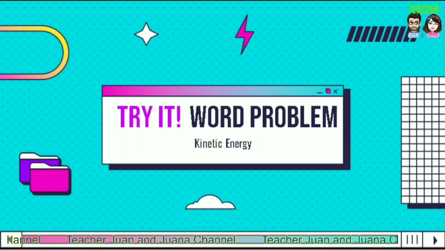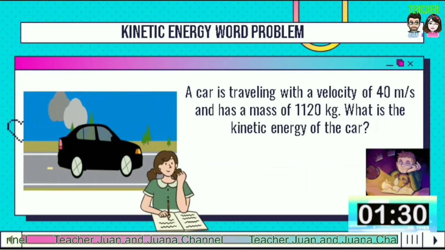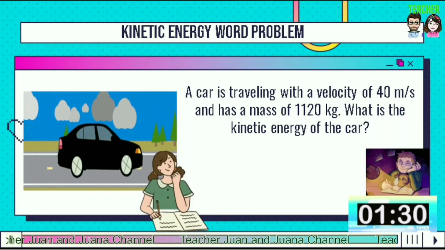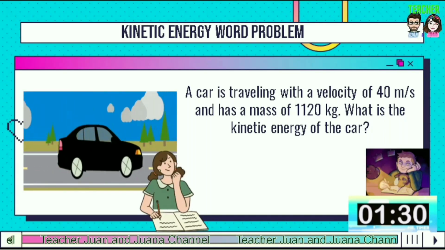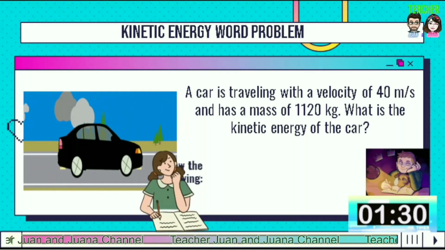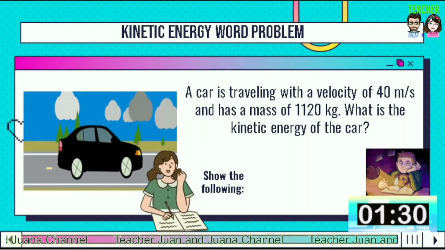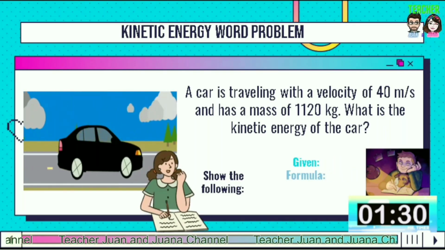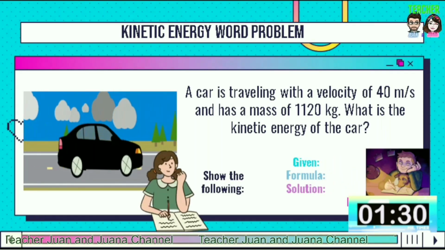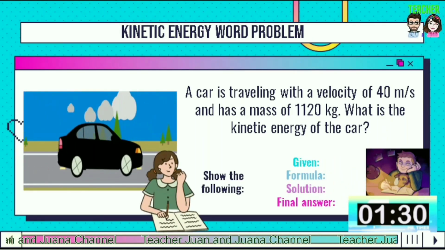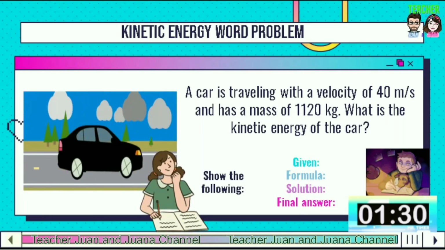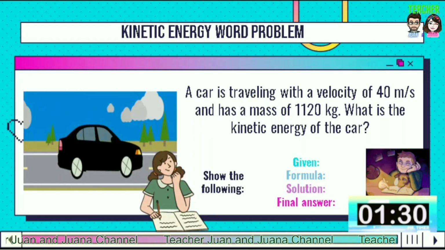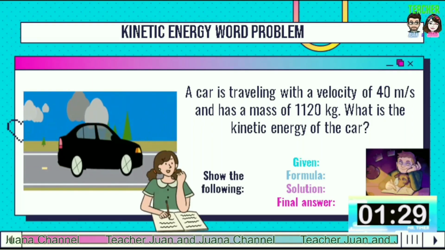It is now your turn to calculate the kinetic energy of an object. A car is traveling with a velocity of 40 meters per second, and it has a mass of 1,120 kilograms. What is the kinetic energy of the car? Show the following: given, formula, solution, and final answer. You can type your answer in the comment section, or you can write your answer in your paper. I will give you 1 minute and 30 seconds to answer this.